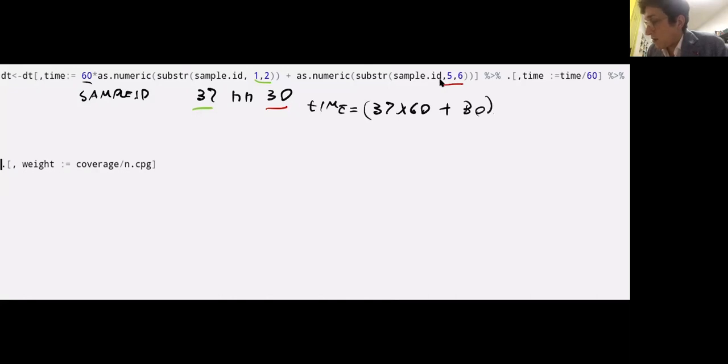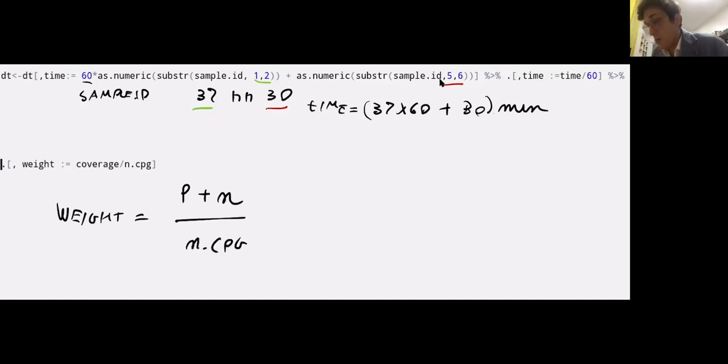And these are minutes, here just divided by 60 for simplicity, but you don't have to do this last step. And then here they define a new column called wave, which will be the coverage divided by the number of CpG. So the wave is nothing but P plus N, the total number of information that we have, divided by the total number of CpG that we have. Basically, this is the information per single site for each of these fragments.